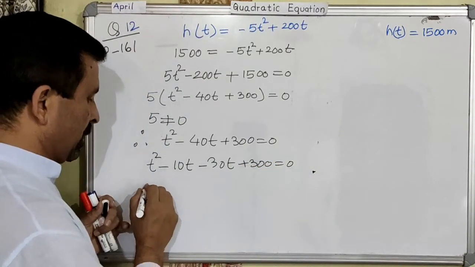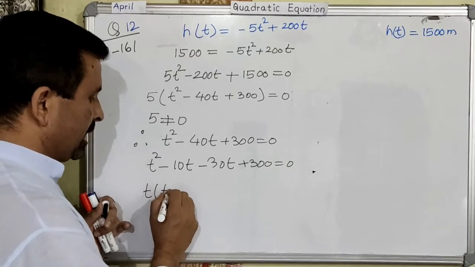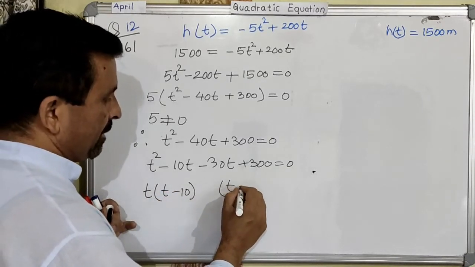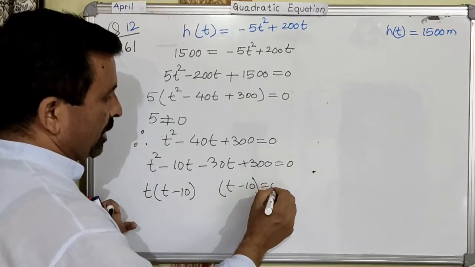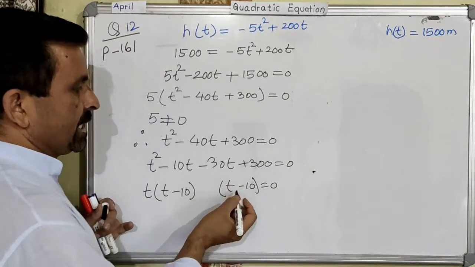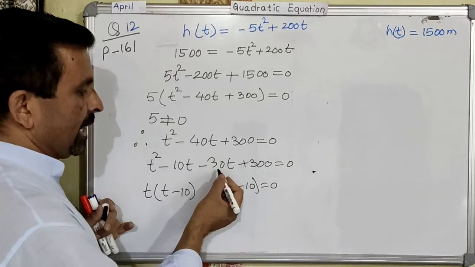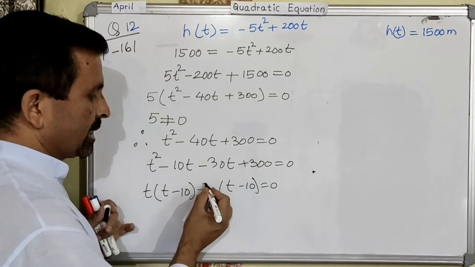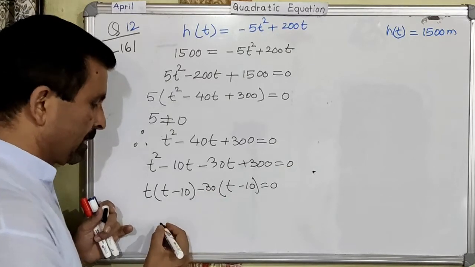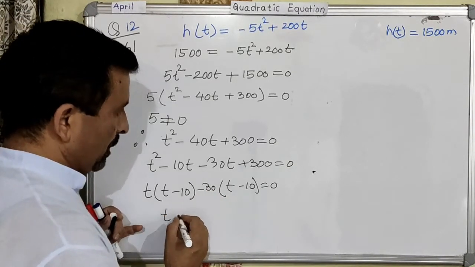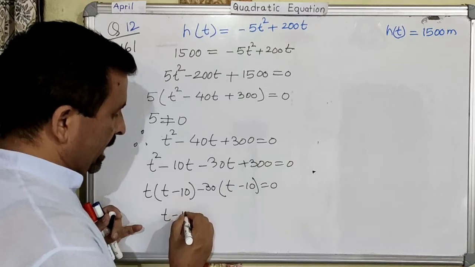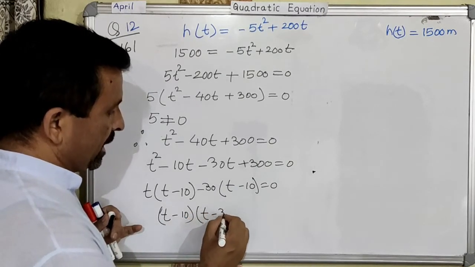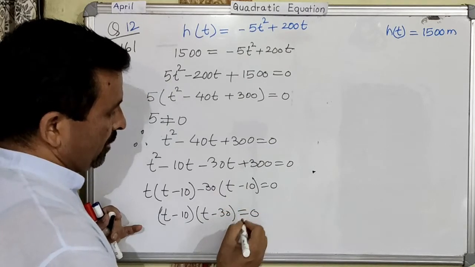Now from the first group the common factor is t out, t minus 10, right? Then leave some space, and t minus 10 you repeat, and then put equal to 0. Now the t term in the second group is minus 30t. So minus 30t when divided by t, your answer will be minus 30. Clear? So (t minus 10) into (t minus 30) is equal to 0.